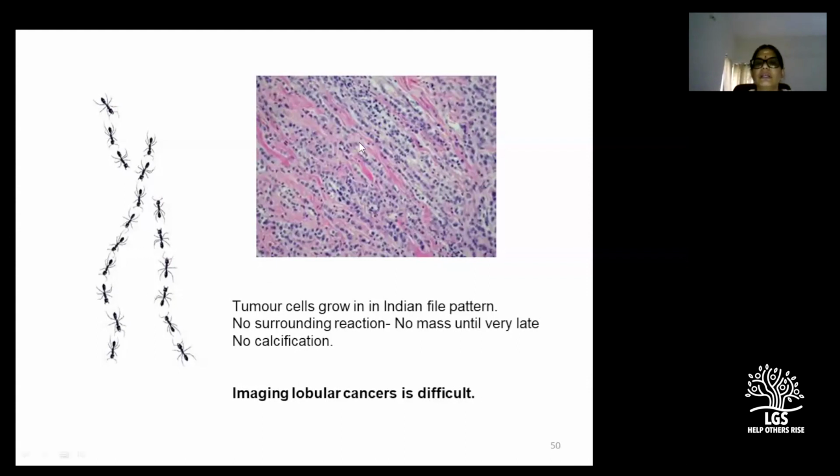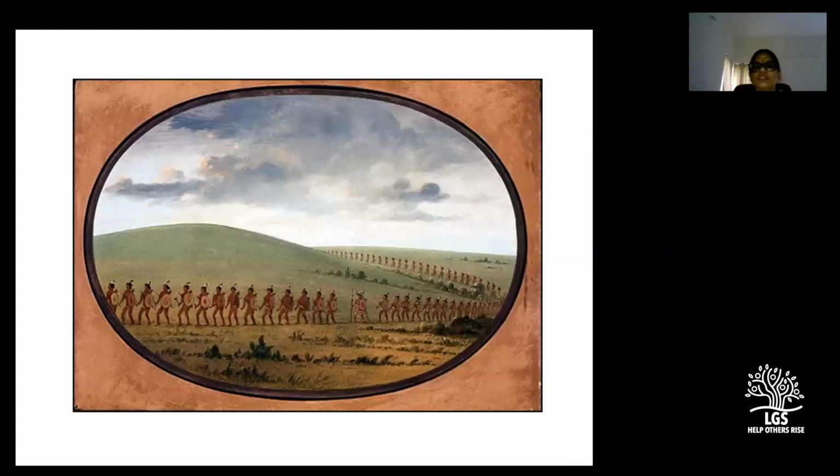There is also very little host reaction. So there is no mass formation, no fibrosis, no spicule formation until very late. And like I said, it doesn't undergo necrosis because the cells have to grow, heap up on themselves, and deprive blood supply for it to undergo necrosis, followed by calcification. Here it doesn't happen because it goes one after the other. So that is why there is not much calcification seen on the mammogram.